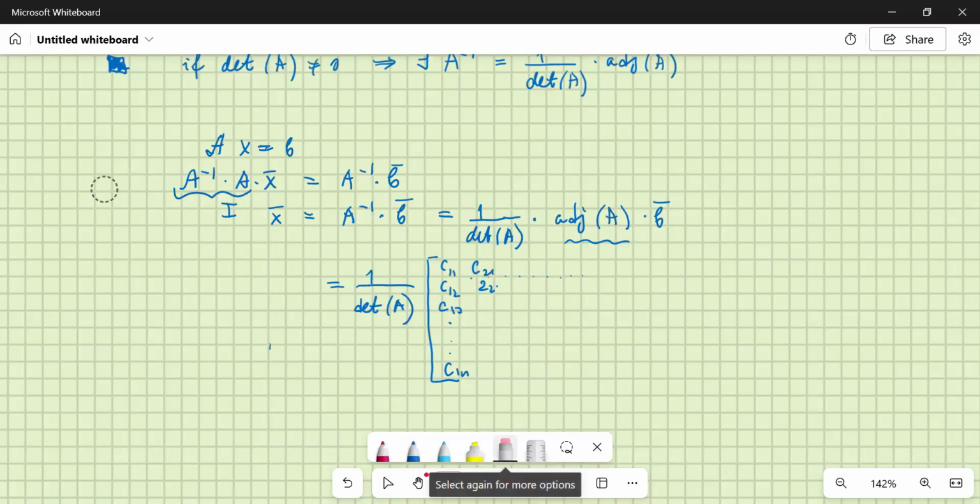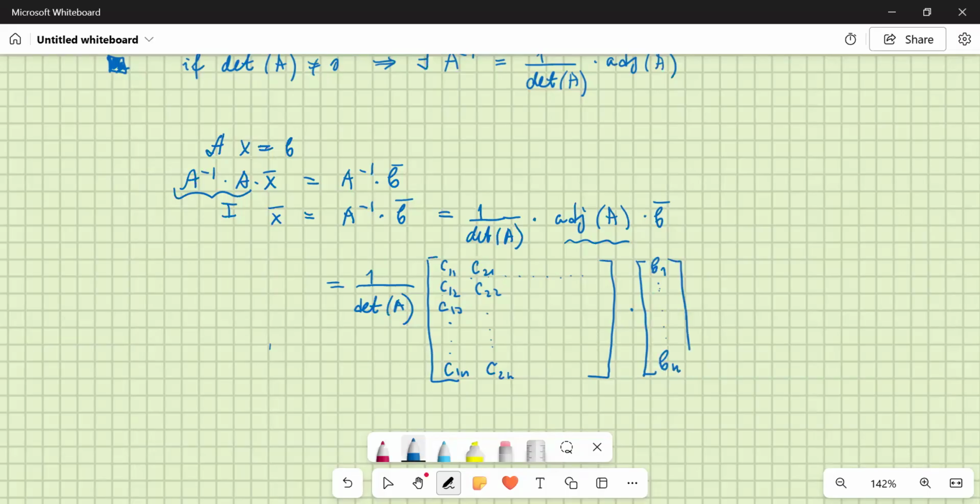C13, and C1n, and C21, C22, C2n. Okay, and that's going to be the column B. Instead of column B, I'm just going to write down the column B, it's going to look better: B1 and over here Bn.